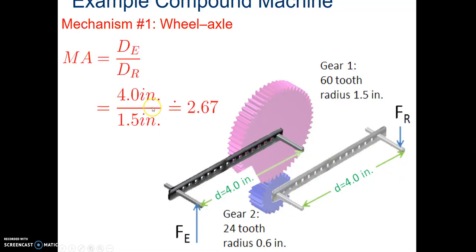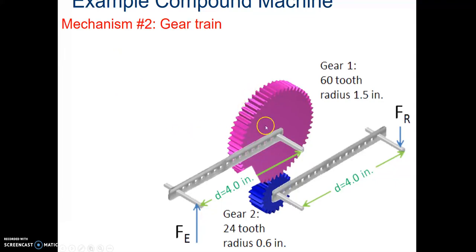Number 1, we have a wheel and axle. So the distance of the effort, which is that 4, and then we have the distance of the resistance, which is that 1.5 radius on that gear itself. Divide those two, we get a mechanical advantage of 2.67 or 2 2/3.